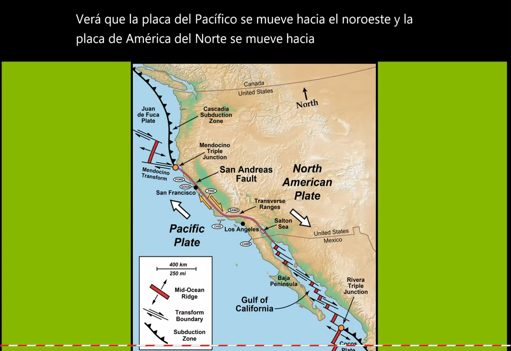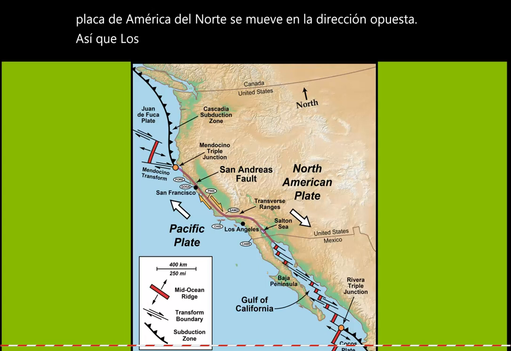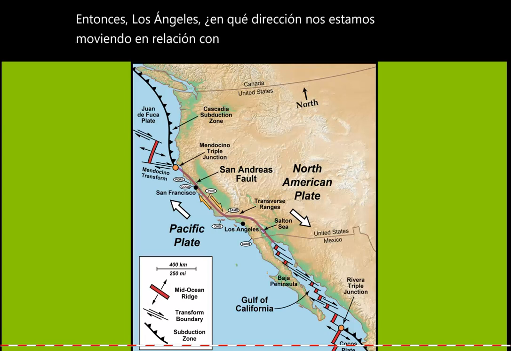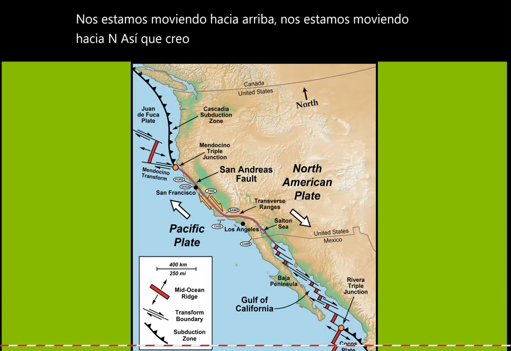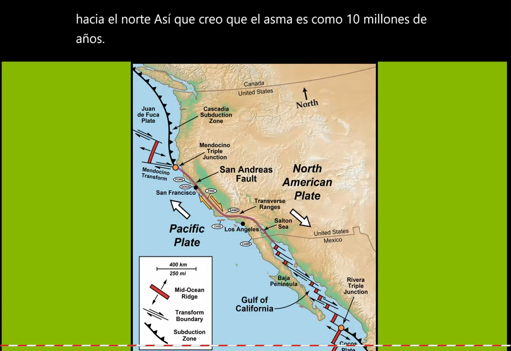So Los Angeles, which way are we moving relative to the rest of California? We're moving up. We're moving north. So I think the estimate is like 10 million years, we'll be right next to San Francisco. So those cities, those areas will be next to each other.